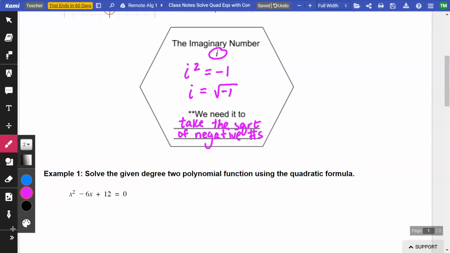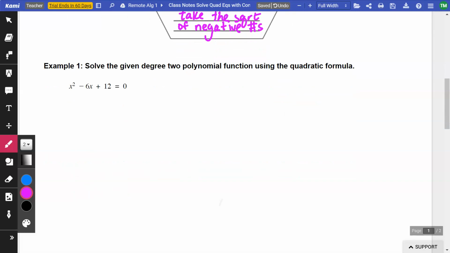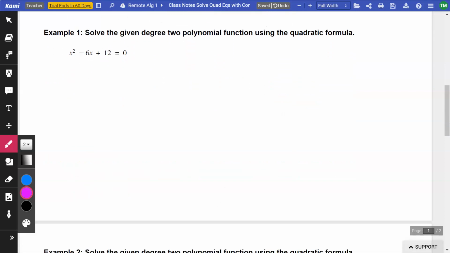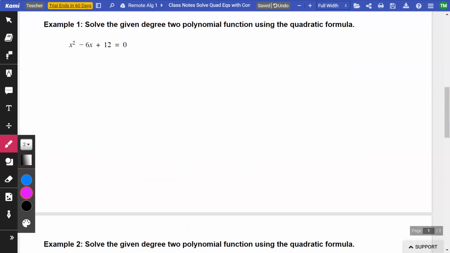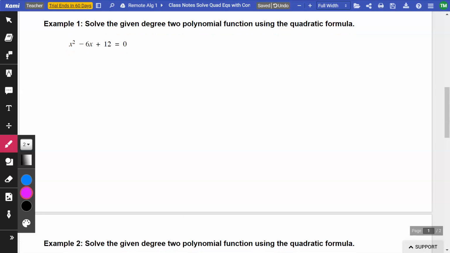So now we're going to do 3 examples, just like we did in the last video in our notes earlier this week, and we're going to solve 3 different quadratic equations that have complex solutions. So let's keep using that quadratic formula, just because it's kind of like the easiest and most efficient to use, especially when we have imaginary zeros. So x squared minus 6x plus 12 is equal to 0. Let's plug that into our quadratic formula.